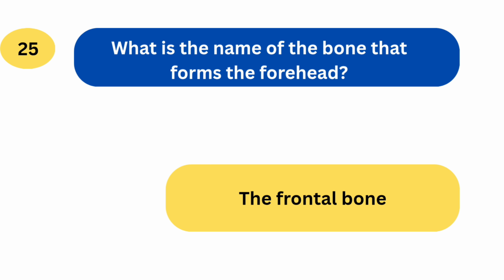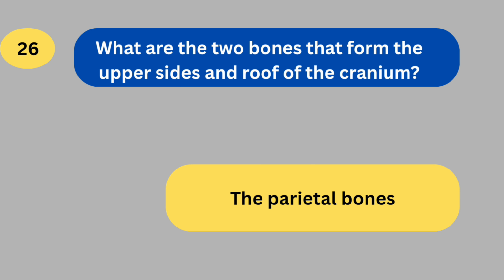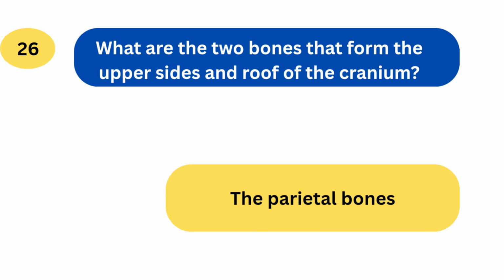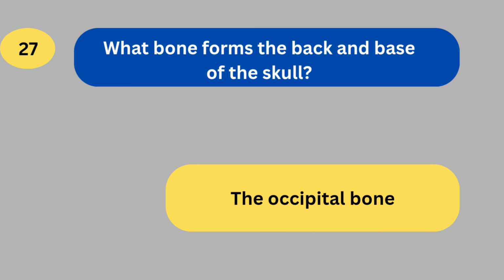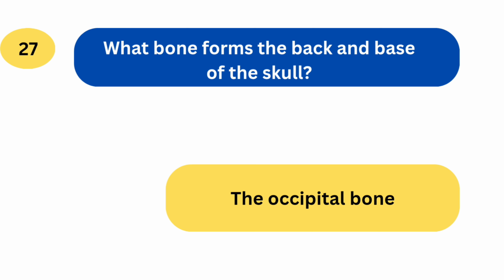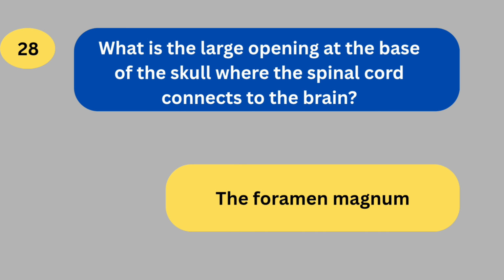Answer. The frontal bone. Next question. What are the two bones that form the upper sides and roof of the cranium? Answer. The parietal bones. Next question. What bone forms the back and base of the skull? Answer. The occipital bone. Next question.